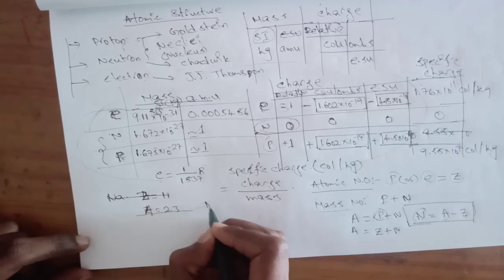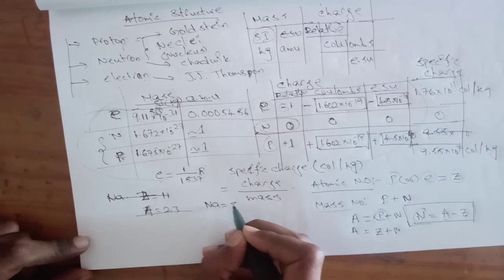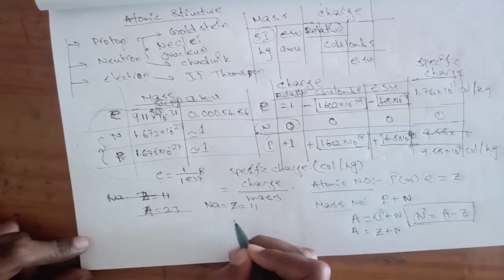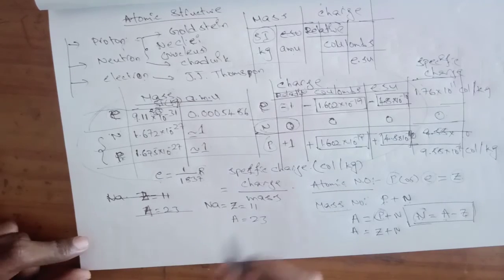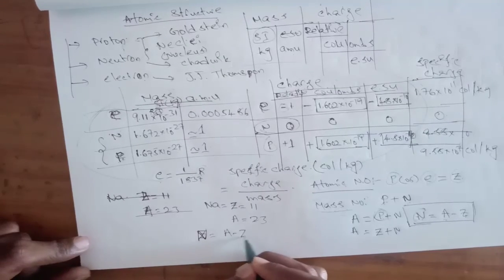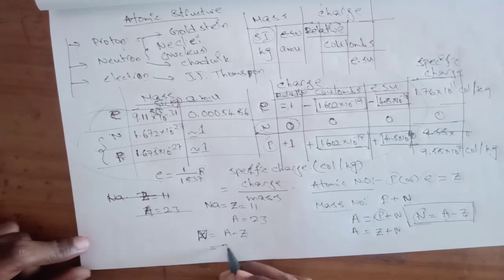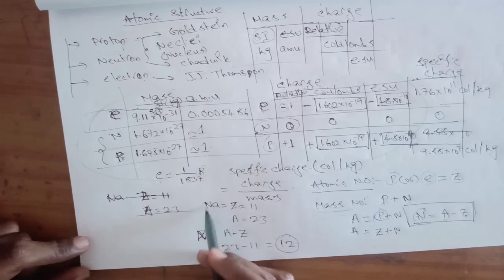Take an example. Sodium has atomic number 11 and mass number 23. So number of neutrons equals A minus Z, that means 23 minus 11. So that means we got 12 neutrons. In the sodium atom we got 12 neutrons.